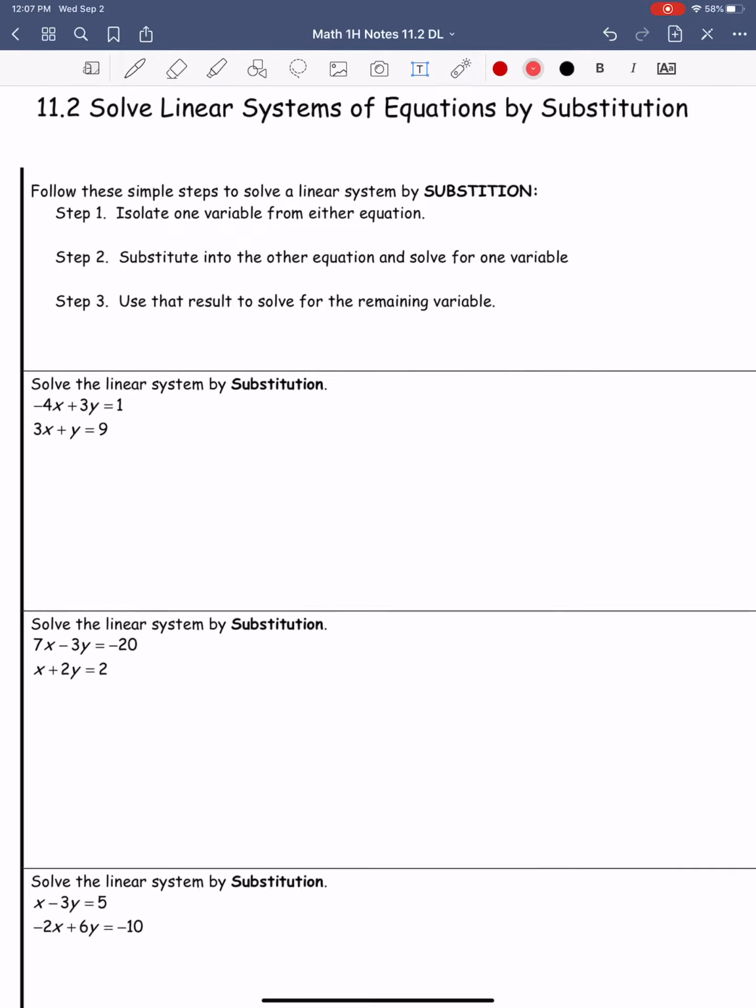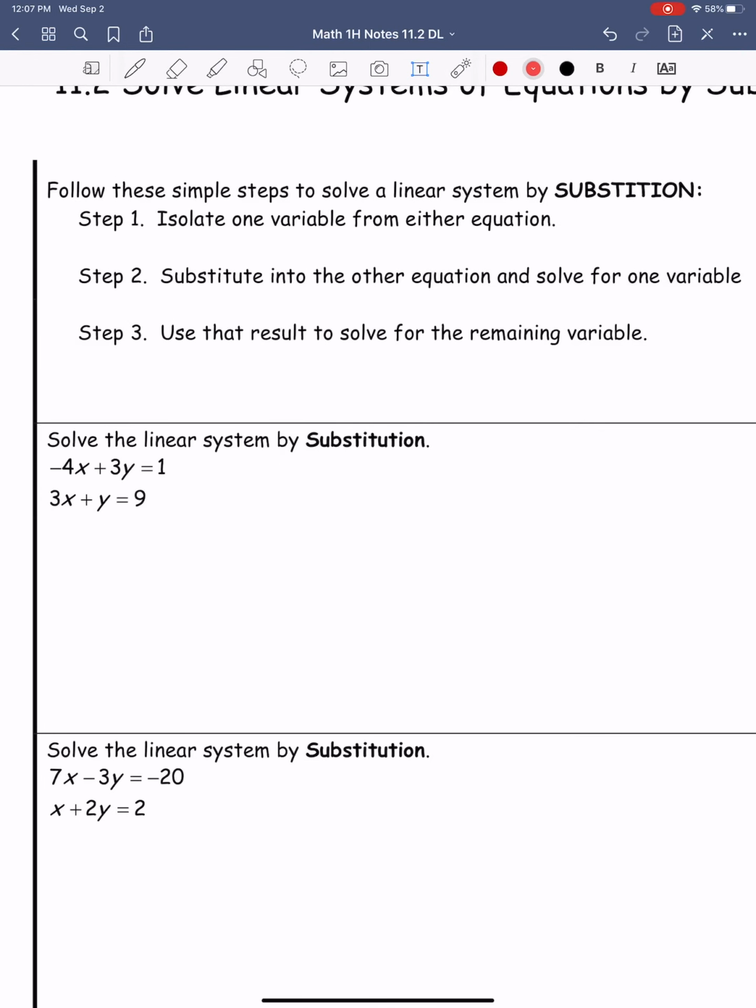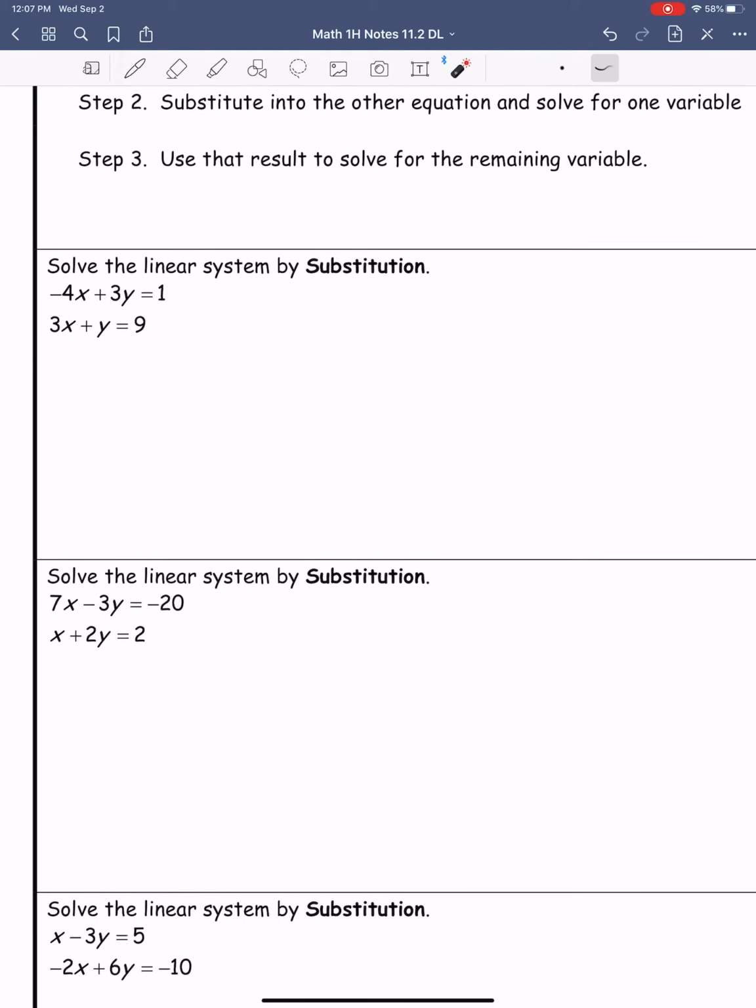So we'll start with some steps here. And these steps are kind of summarized, so I'll just talk through them here. It says isolate one variable from either equation. So we need something to be isolated, either x or y from one of the equations. And then we're going to substitute into the other equation and solve for a variable. So we're basically solving one at a time. We're going to find x first and then y, or we can find y first and then x. And so let's take a look at what that looks like here on the first one.